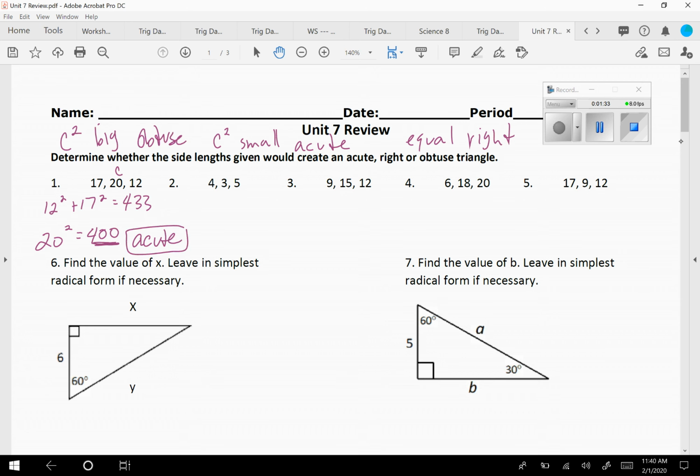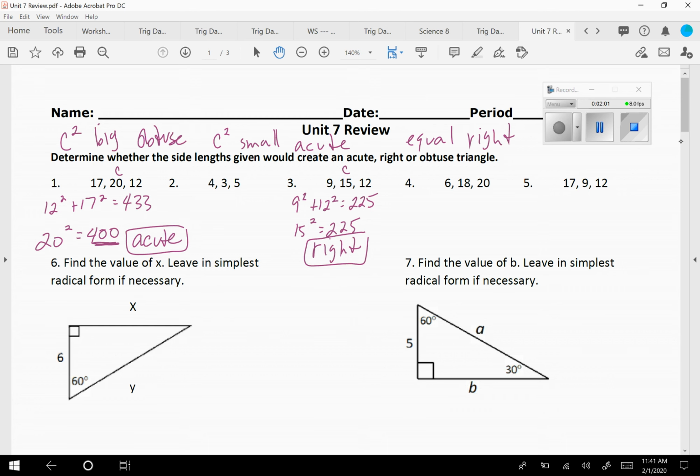Okay, number 3. 9, 15, 12. Okay, 15 is biggest, so that's our C. So 9 squared plus 12 squared. So 81 plus 144. That's 225. And then 15 squared is also 225. They are equal, so this is a right triangle.